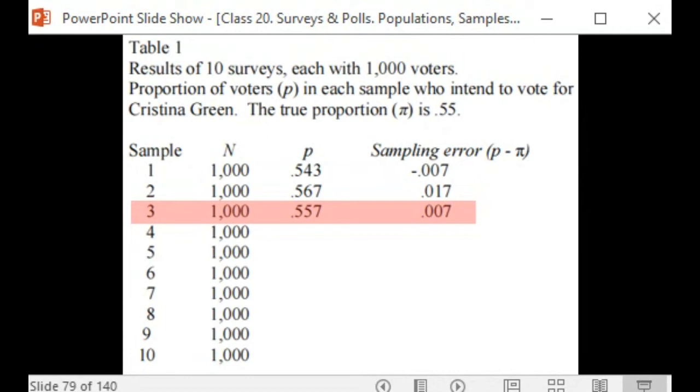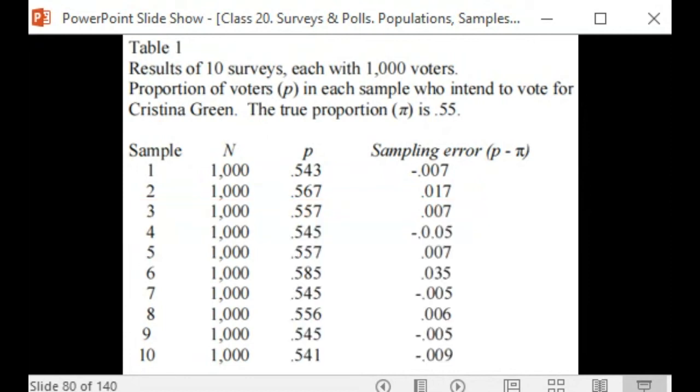Okay, we can do the same thing with all of them here. I already did that. I'm not going to have you check my work on this, but I did want you to have a little practice calculating sampling error, subtracting pi from p. So you can see for every sample, we can calculate sampling error. Each sample has its own value of p. Each sample has its own sampling error.